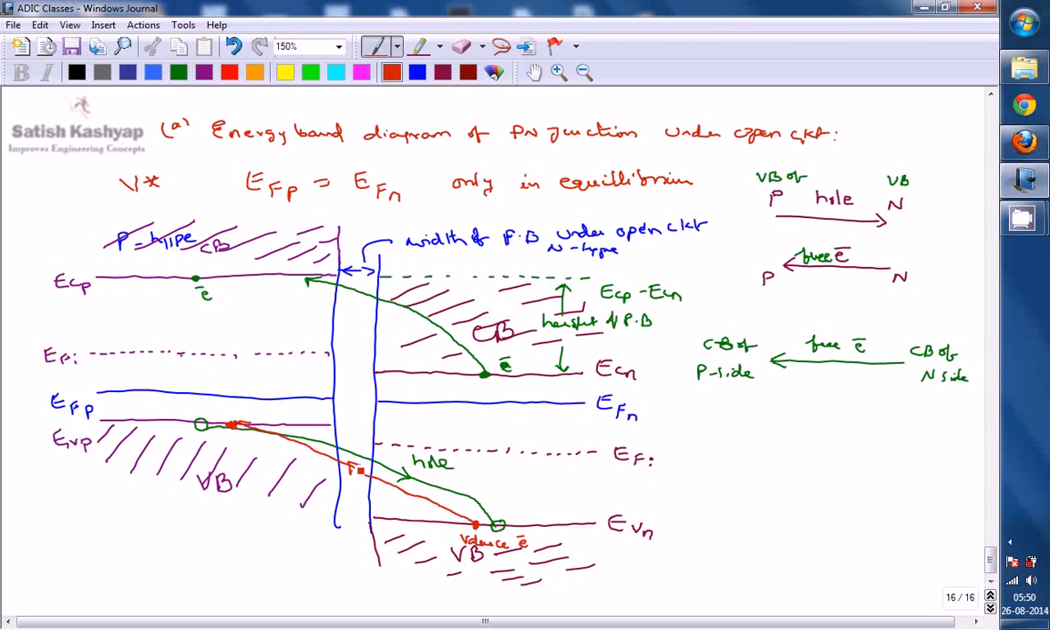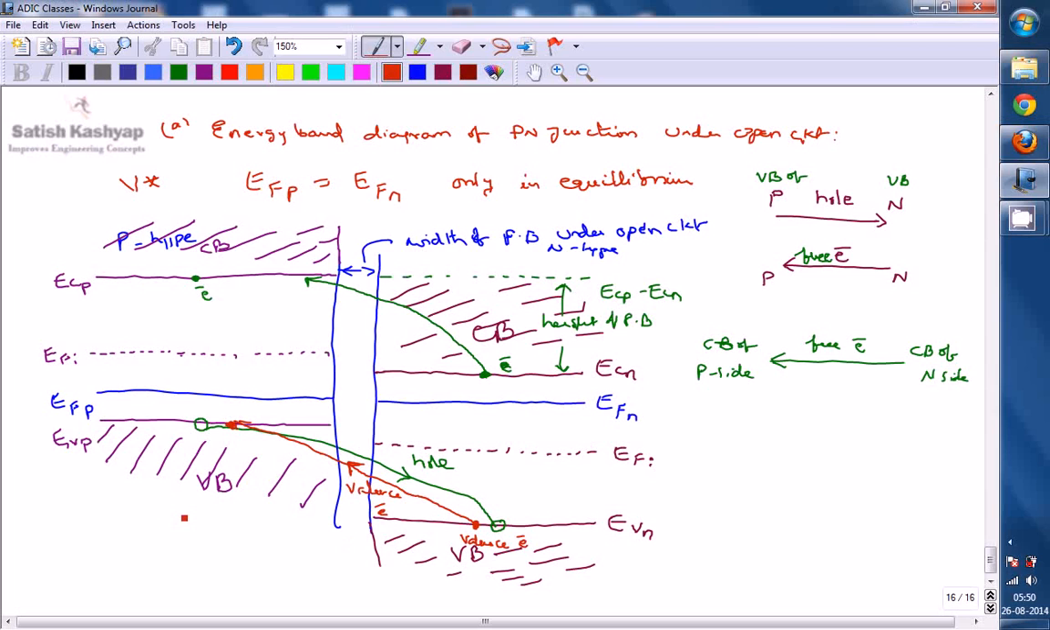So now the electron is moving from N to P, a valence electron, and that looks like a hole is moving in the opposite direction. So a hole moving from P to N is nothing but a valence electron moving from the valence band of N type to the valence band of P type. So again the valence electron has to jump from EVN to EVP.